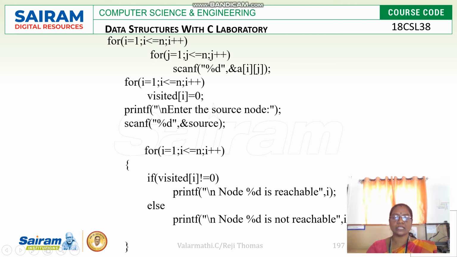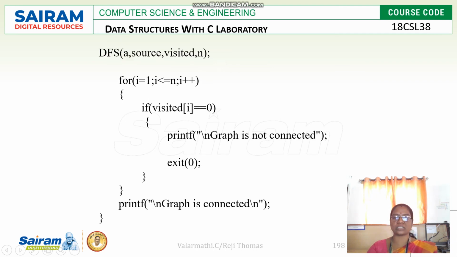Then based on the adjacency matrix, the graph is created. How it is created: again it goes to the for loop. If visited of i equal to 0, then it starts from the source node. The source node is drawn first. If A is the first source node, then it travels through the rest of the for loops. If visited of i is not equal to 0, then the node is reachable, or else the node is not reachable. Like that it is traversed. This is the DFS algorithm.